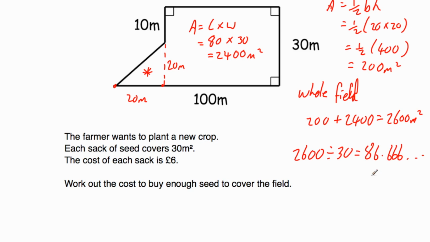You're going to have to buy 87 bags, 87 sacks. So there's going to be 87 sacks needed. So he needs 87 sacks, and each sack costs £6. So he's going to have to buy 87 sacks that cost £6 each.